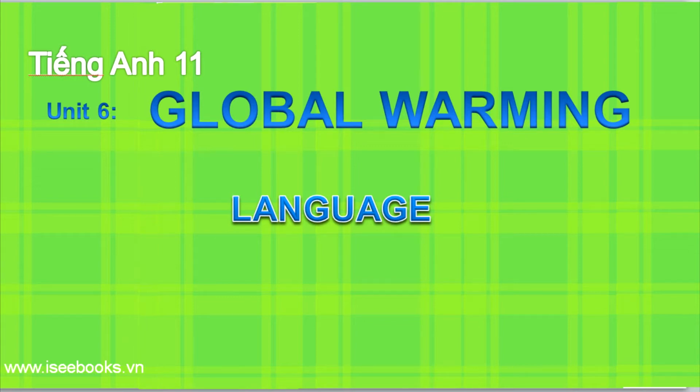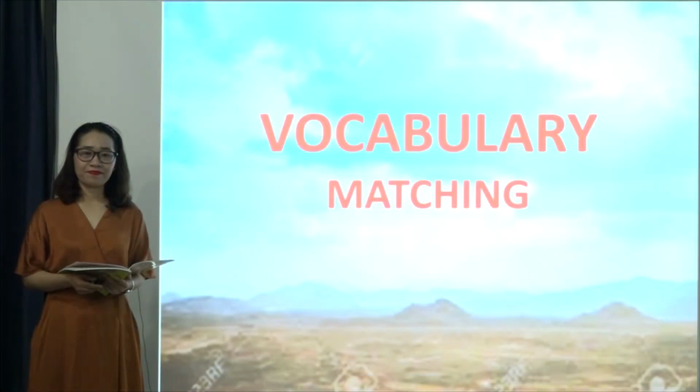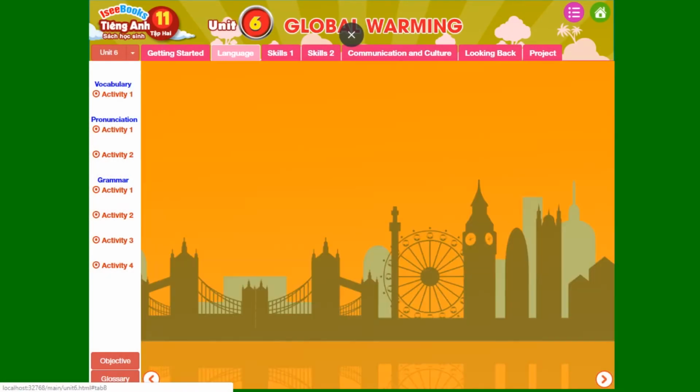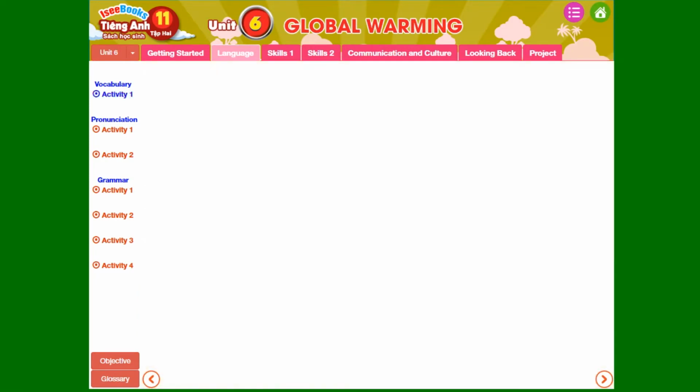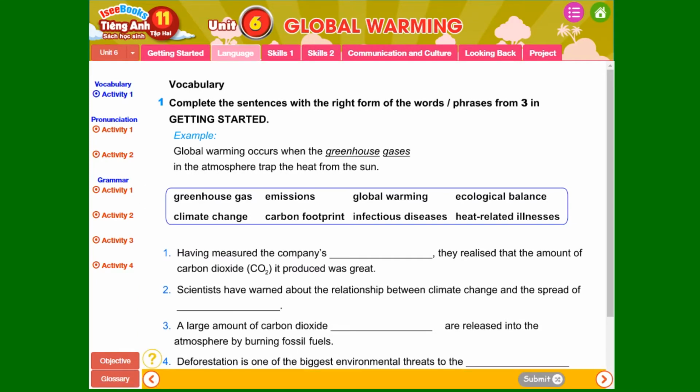Now, let's start with language of Unit 6, global warming. And we come to the first one, vocabulary, matching. Language. 1. Complete the sentences with the right form of the words or phrases from 3 in getting started. Now, the first one: having measured the companies', so the first one's carbon footprint.